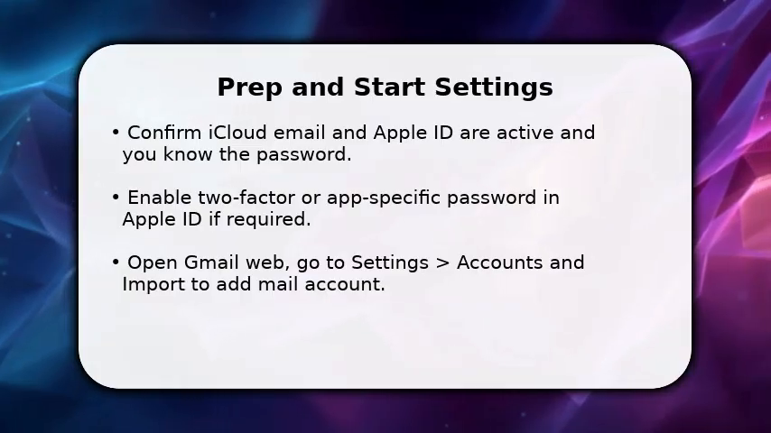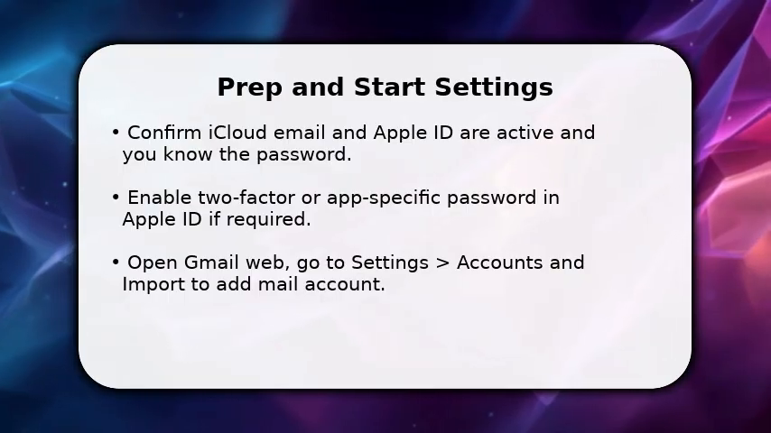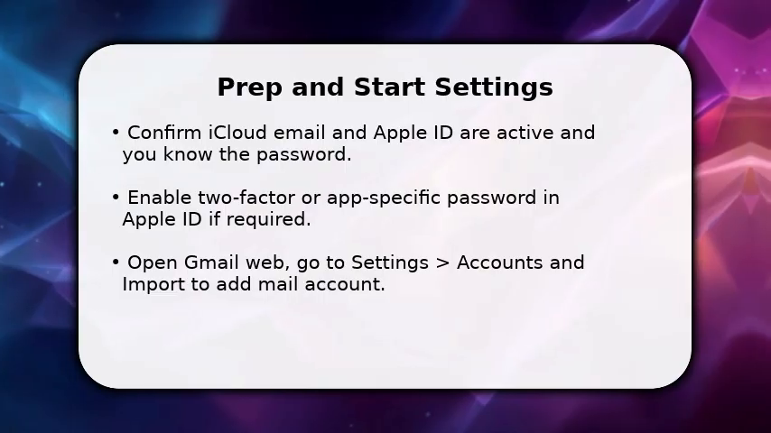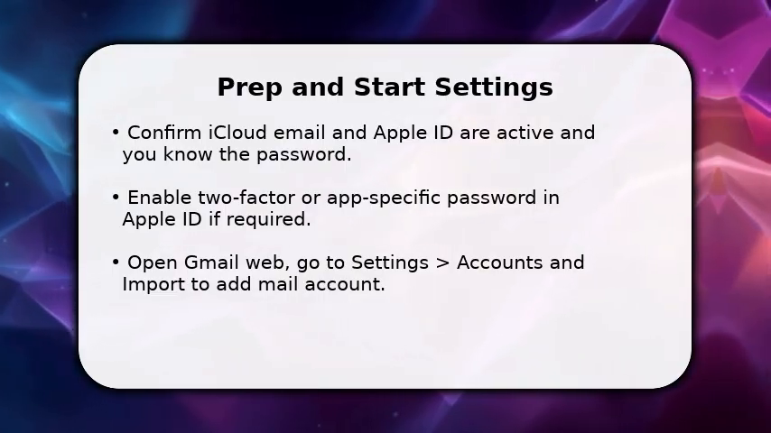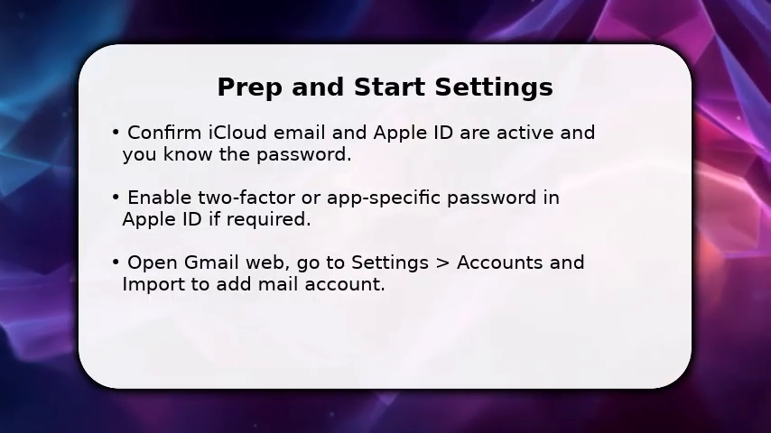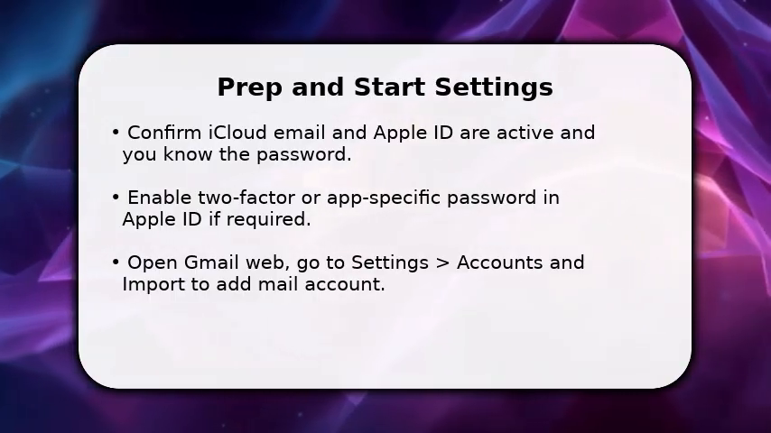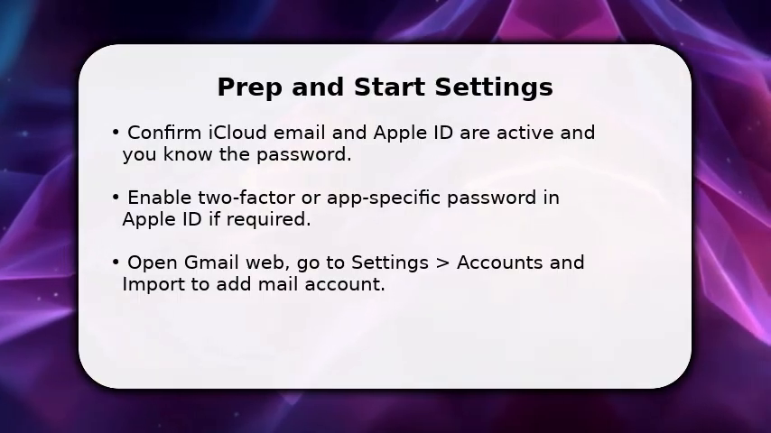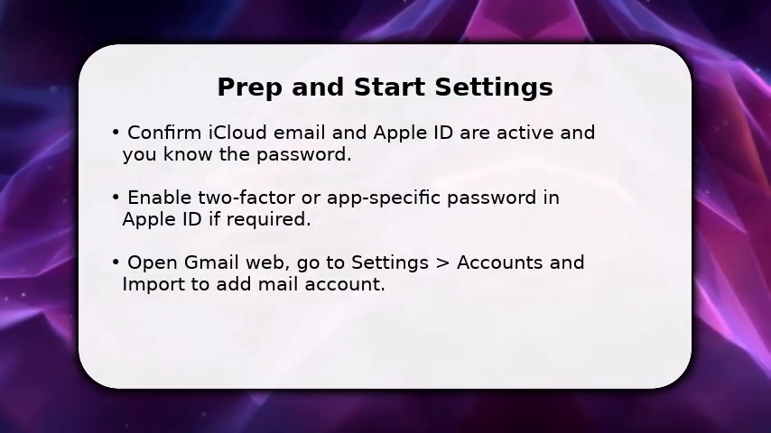You begin by confirming your iCloud address and Apple ID are working, because authentication is the first blocker. Once done, generate an app-specific password in your Apple ID security settings if you use two-factor. Gmail needs that. Then open Gmail on a desktop browser and go to Settings, Accounts, and Import. This is where you add another email account.